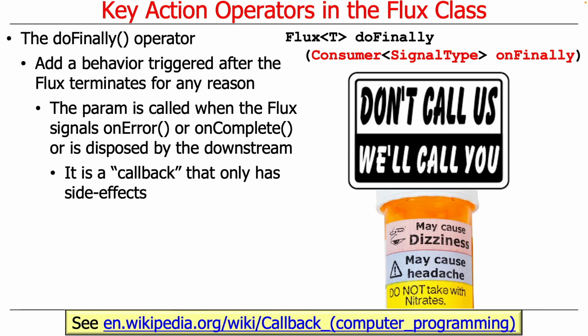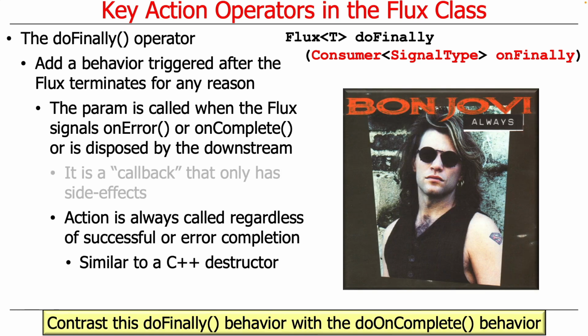And basically, as with all the other action operators like doOnNext or doOnError, its only purpose is to have a side effect, which is to call back to this consumer. So it just has side effects. It's a callback. Doesn't modify anything. Now, what's interesting about this is it's always called regardless of whether you succeed or fail. And that's important to distinguish between doFinally versus doOnComplete, and we'll take a look at that. So I like to think of it, as I said before, kind of like a C++ or a C# destructor, which in theory should always get called even if things go wrong.